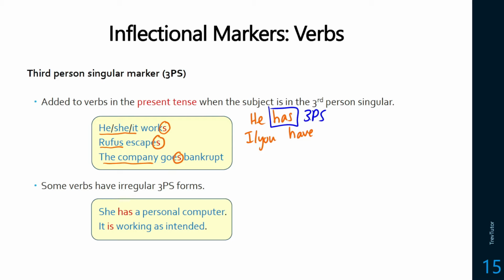Now, some verbs do have that irregular form, so has is the obvious one, is, and then of course we have does. These verbs that look like auxiliaries or double as auxiliaries sometimes will have that extra form.